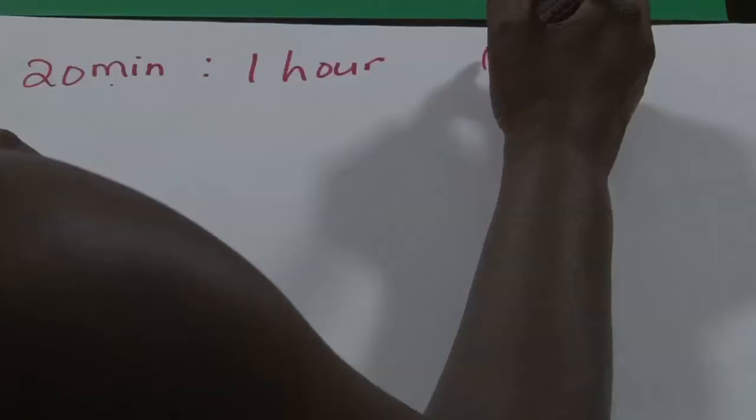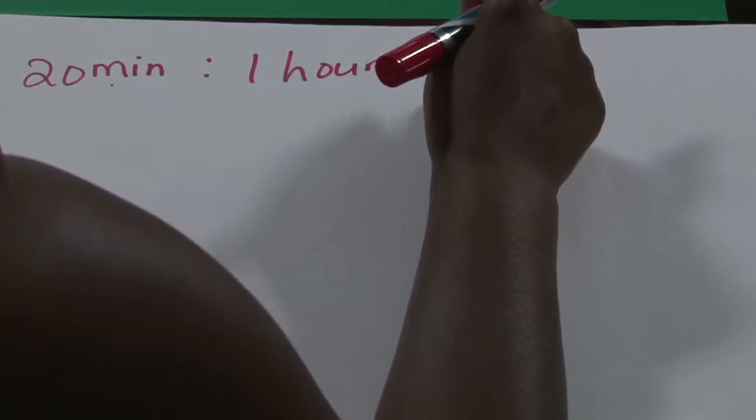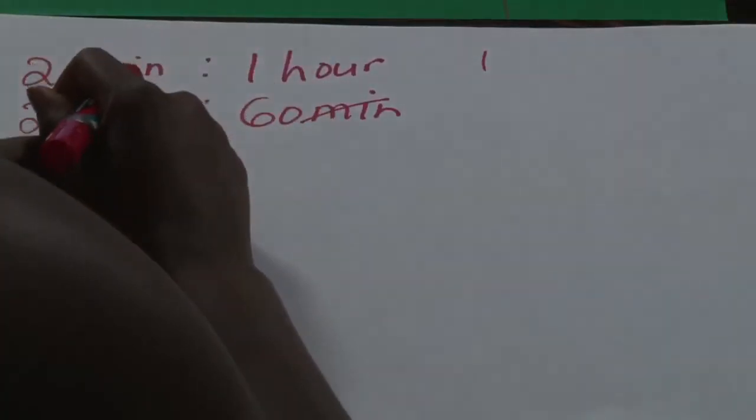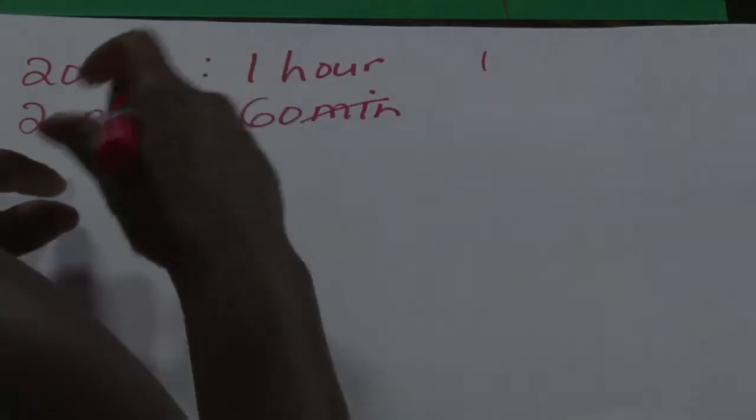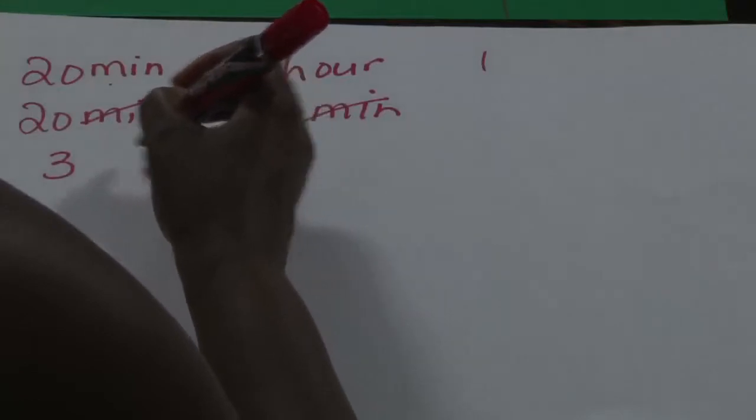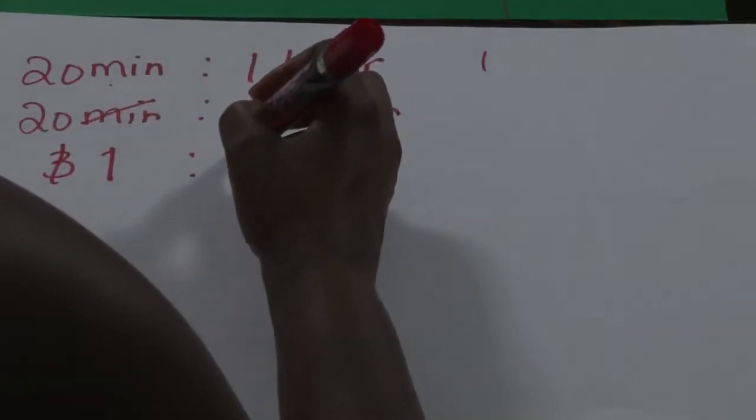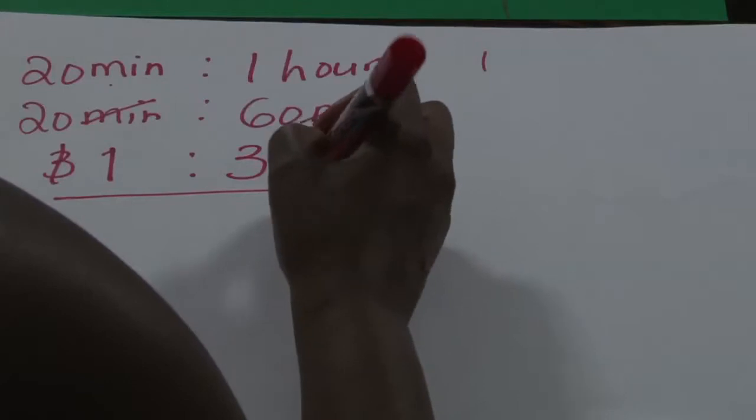So we will rather convert hours to minutes. We know that in 1 hour we have 60 minutes. That means we will have 20 minutes to 60 minutes. Once the units are the same, we don't write our ratios with units. We cancel out the units and then you just simplify by 2. 2 goes into 6, I know that will give us 3. 1 to 3. That will be the answer there.